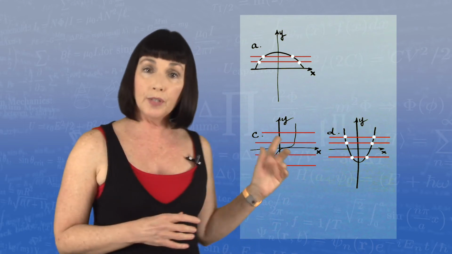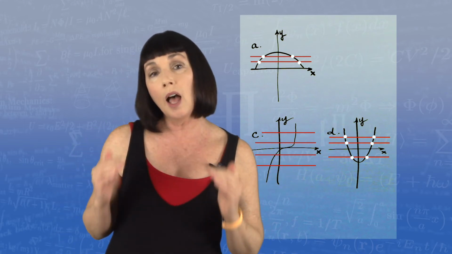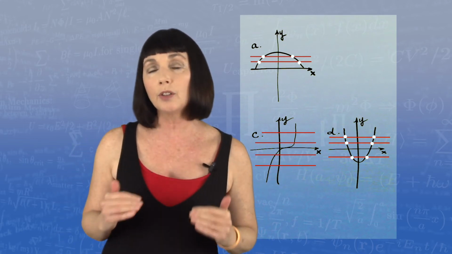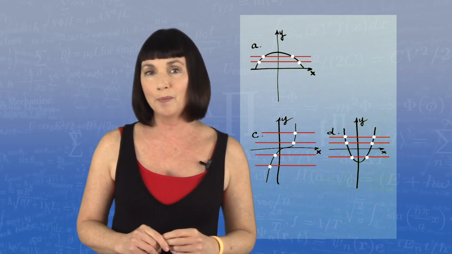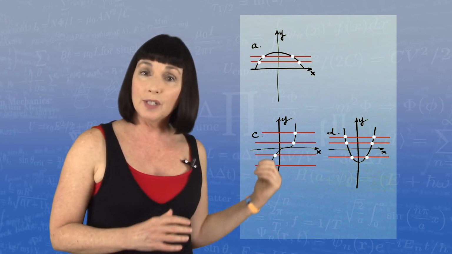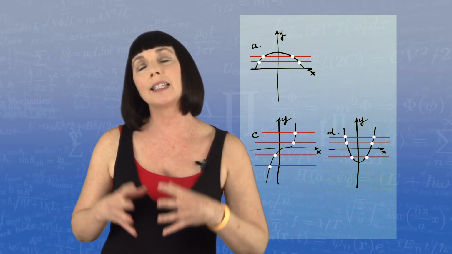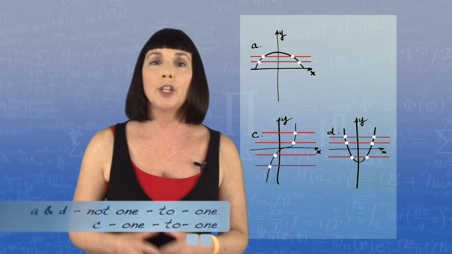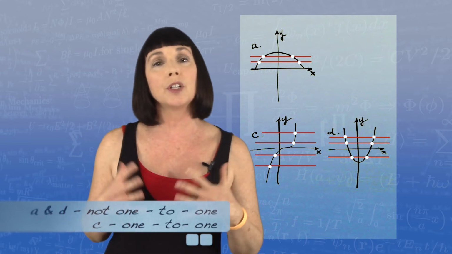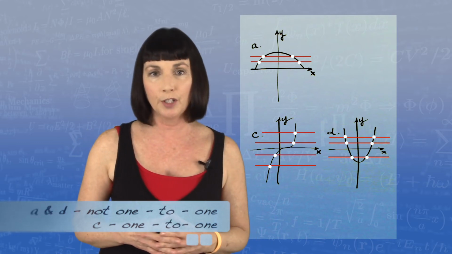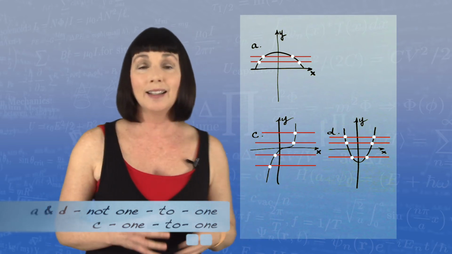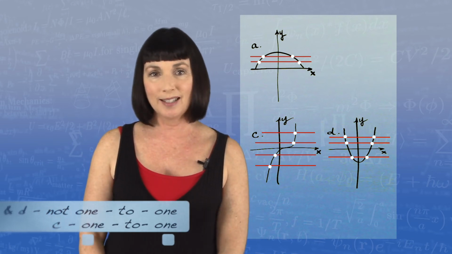Now, on graph C, you'll notice that the horizontal lines intersect the graph only one time. Therefore, graph C is the graph of a one-to-one function. So by doing this little test, we can determine that graphs A and D are the graphs of functions, but not one-to-one functions. And graph C is the graph of a one-to-one function.